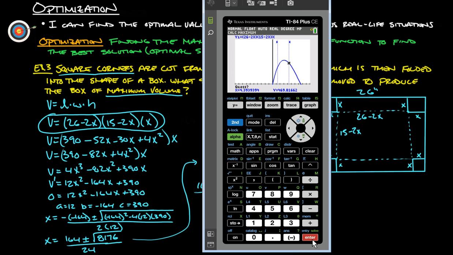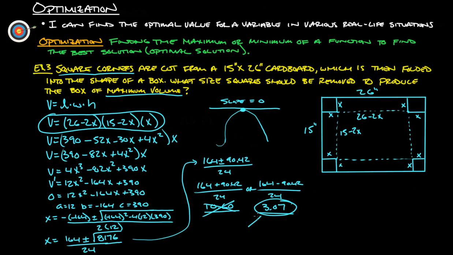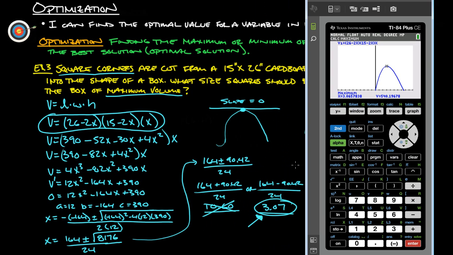We push enter one more time because it's asking us to guess. So we push yes, and guess what we get? 3.065, which rounds to 3.07, which is right there. And the nice part about this is it actually tells us what the maximum volume would be. They didn't ask us for it, they just asked what size square should be cut out.